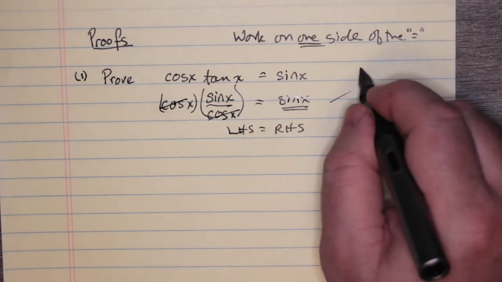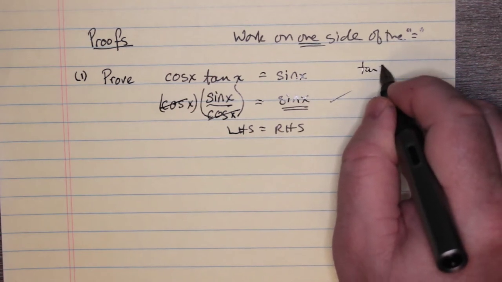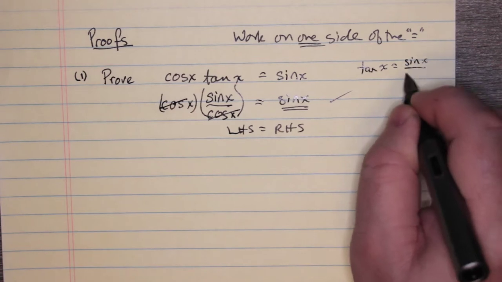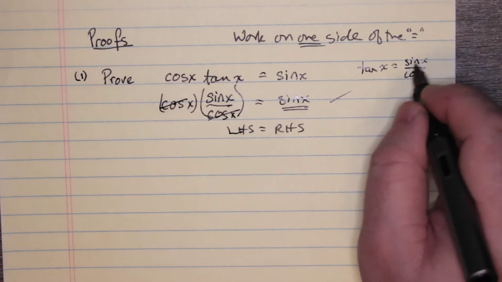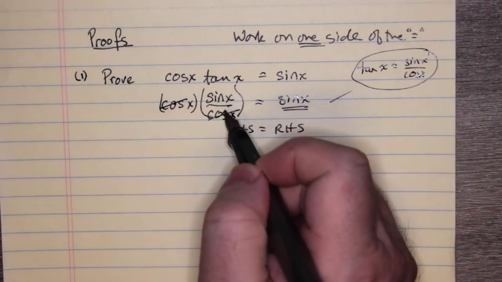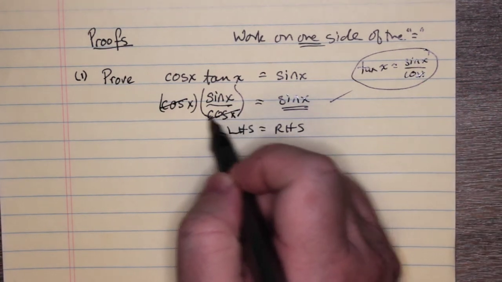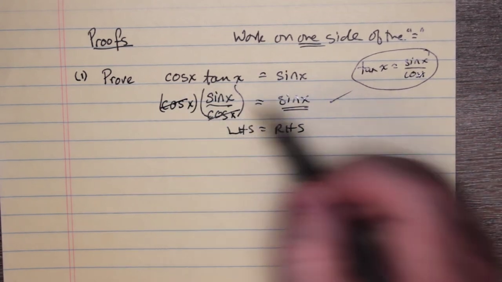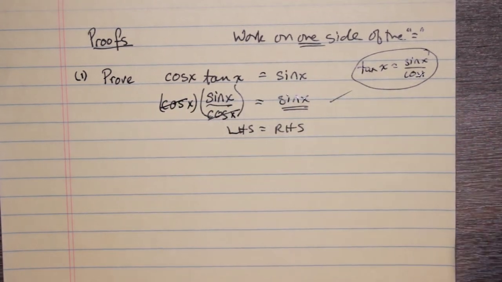I'm using the idea that tan x is equal to sine x over cos x, right? I'm using that idea to help me solve the problem. And then I substitute sine x over cos x over here. And then I notice that I have cos x that is common on the numerator and denominator. They get crossed out, and what's left is just sine x, and we're done.